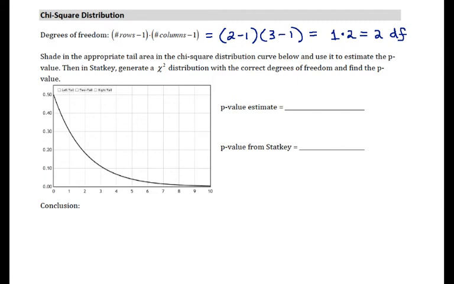So here is a graph of a chi-square distribution with 2 degrees of freedom. Our chi-square statistic is 3.6, which places it just a tiny bit to the right of 3.5.